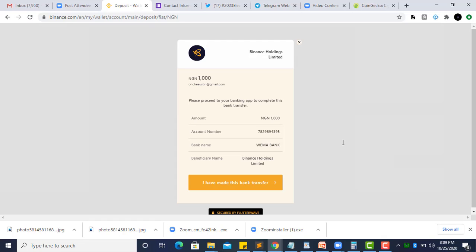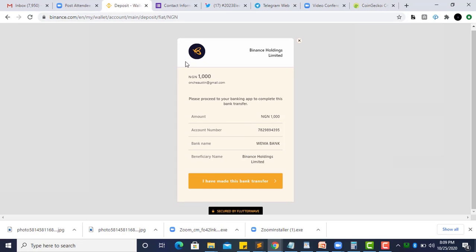Then it's going to take you to Flutterwave. Flutterwave is a payment processor in Nigeria. It will give you an account number that you are going to transfer the money to. So you go to your bank app or USSD code of your phone, and select Wema Bank as the bank. Then the name of the beneficiary is Binance Holding Limited. Then you just do a normal transfer of 1,000 naira. As soon as you have done that, you click on I have made this bank transfer. That is all.